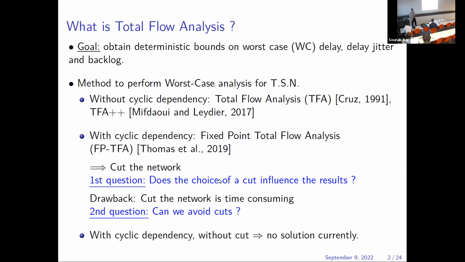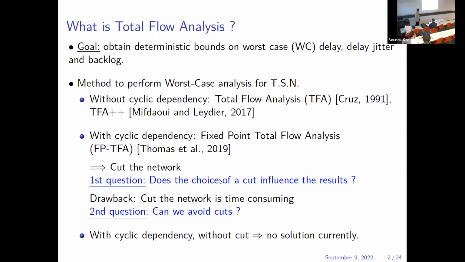And it depends on the graph induced by flow path. I will come back later on what the graph induced by flow path is. If this graph has no cyclic dependency, there is TFA itself, which was introduced by Cruz in 1991. And there are also improvements such as TFA++ that take into account the shaping effect, by Mifdaoui and Leydier in 2017.